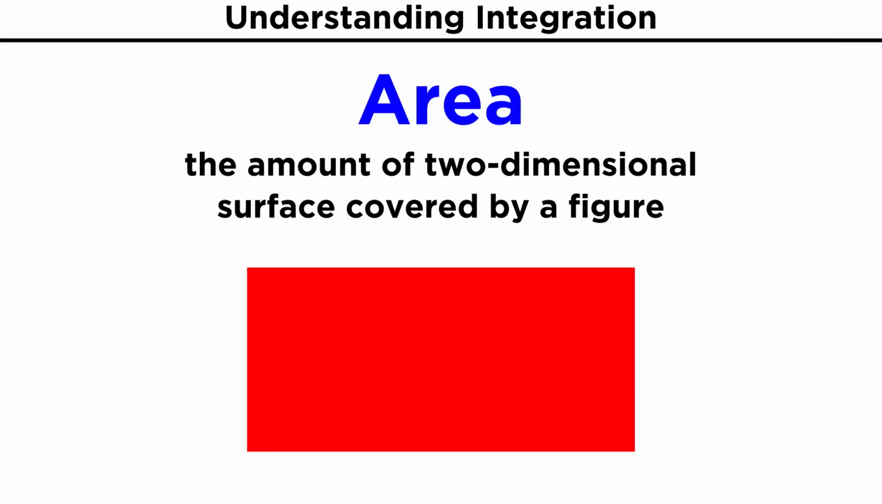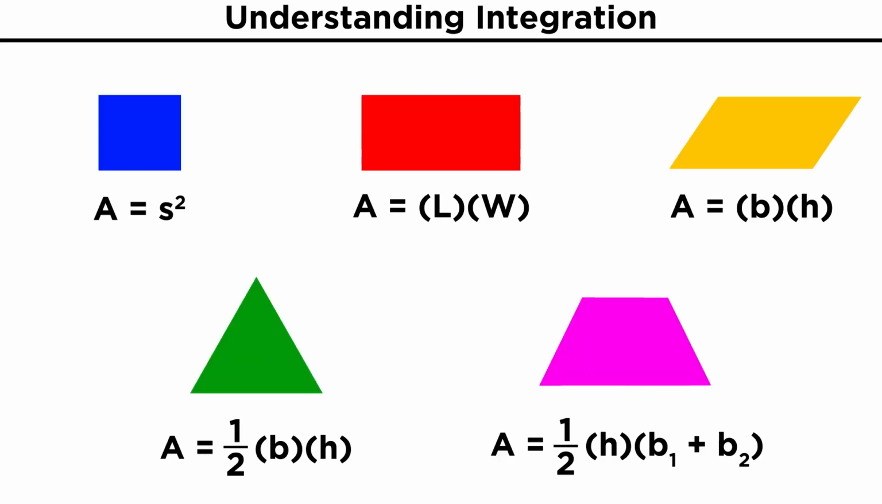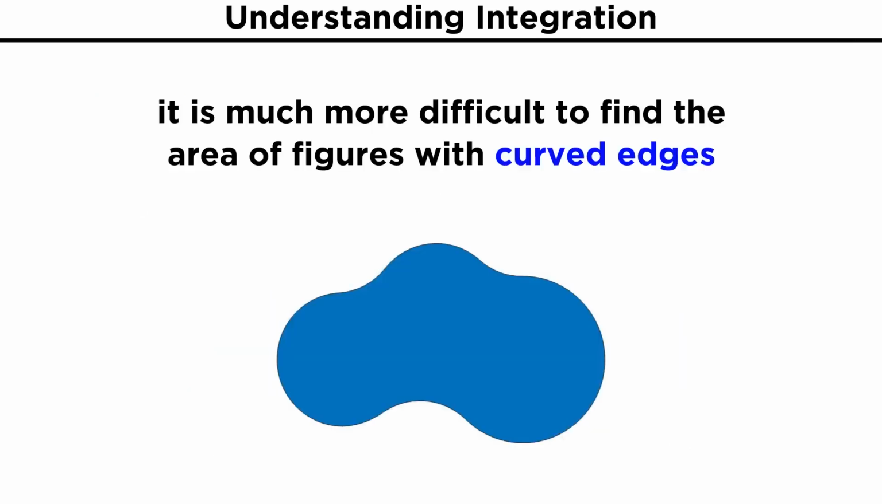In geometry, we learned about the concept of area, which is the amount of two-dimensional surface covered by a figure. We also learned how to calculate the area of all kinds of different polygons using specific formulas. But the ancient mathematicians realized that things get much trickier when curvature is involved.